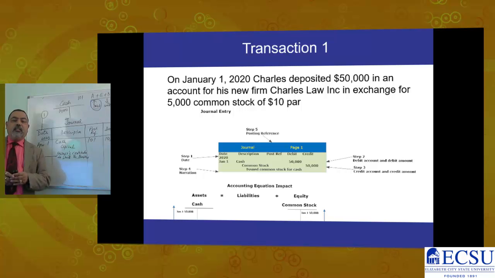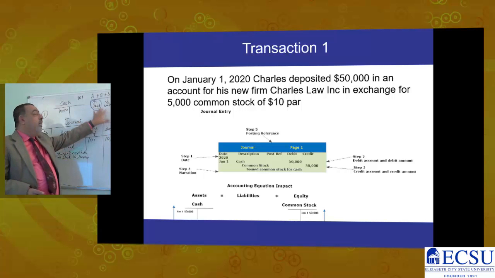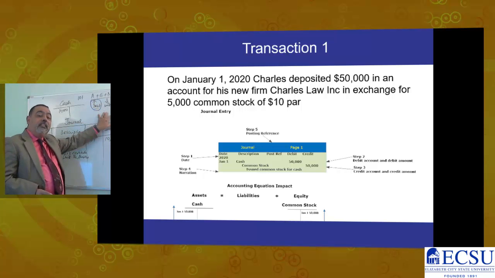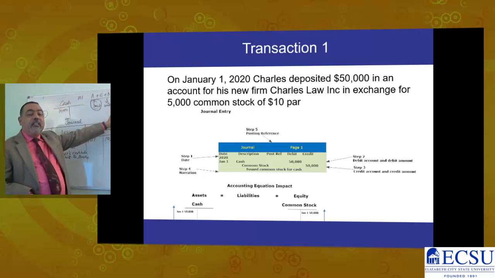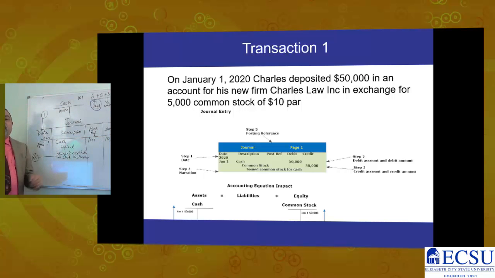And in the accounting equation impact, you see the cash account is increasing, therefore it is on the debit side. Common stock is increasing, it is on the credit side. Again, following the rules of debit and credit. Cash is an asset, and if it is increasing, it's on the debit side. Owner's equity is on the right hand side. If it increases, we put it on the credit. So that's why you see that effect. That's your step number 1, 2, 3, 4, and 5 is the posting reference. I have not put the posting reference right now because I have not posted the transaction to the ledger. When we do the posting, I will show how it is done.